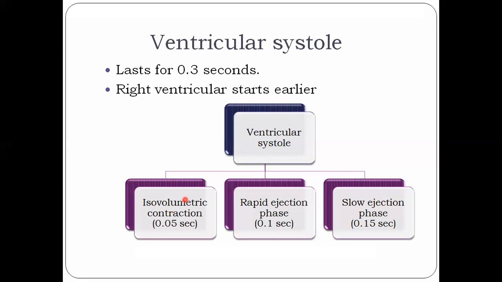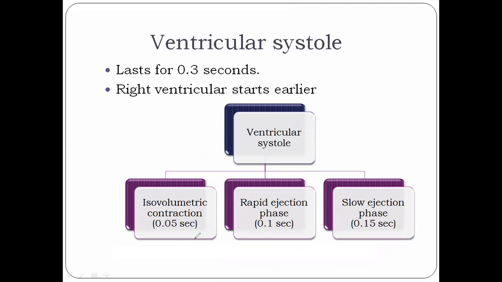Then what's next? The AV valves are closed, but the intraventricular pressure keeps on rising. So the AV valves bulge into the atria. This is the AV valve, and it is closed. When the pressure keeps on rising, the AV valves bulge into the atria. That causes an increased intra-atrial pressure that results in the C wave of the jugular venous pulse, which is also a positive wave of the jugular venous pulse.